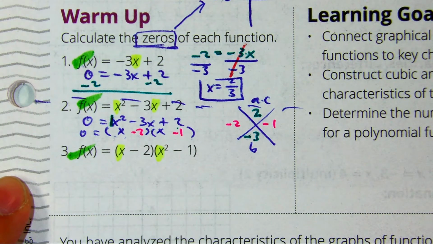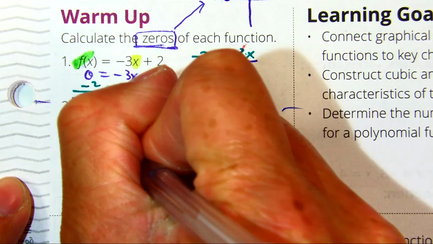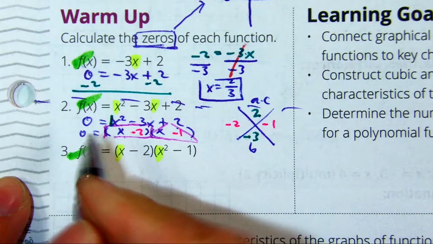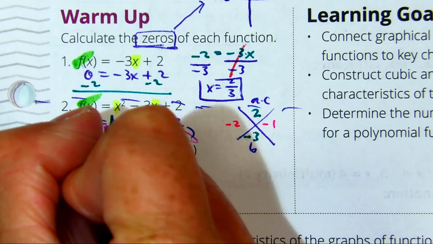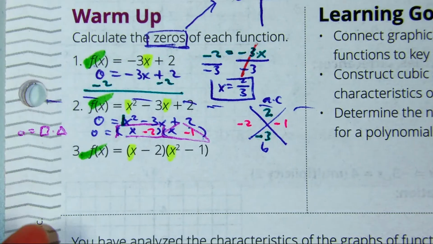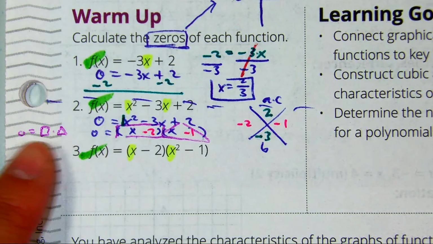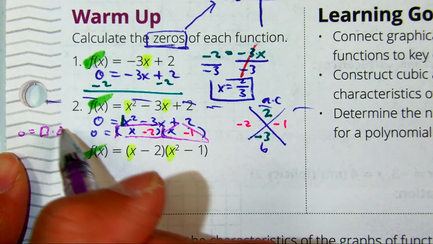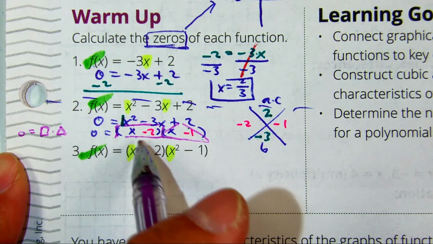I would say something like this. A square times a triangle equals 0. And it basically says that one of those has to equal 0, right? 0 times something equals 0, or 0 times something equals 0. So I'm going to set each of those equal to 0.